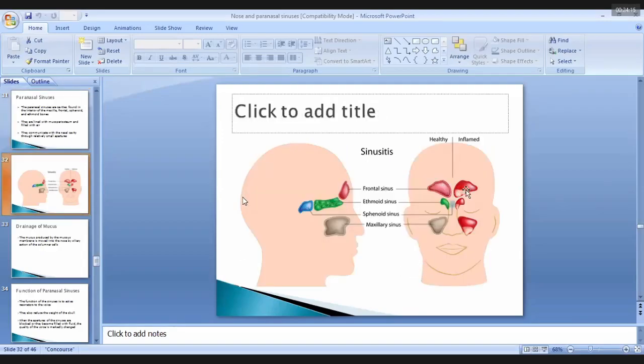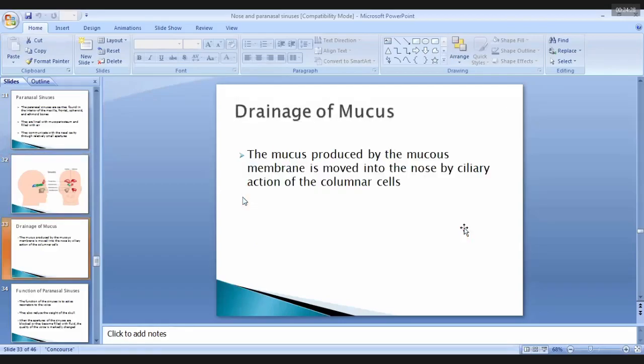The frontal sinuses are present in the frontal bone. These are the ethmoidal sinuses present in the ethmoidal bone, and the sphenoidal sinus, and anteriorly in the maxilla, these are the maxillary sinuses. They are lined with the mucoperiosteum. It means there is some mucus produced by the mucous membrane, and this mucus is moved into the nasal cavity, into the lateral wall of the nose, by the ciliary action of the columnar cells present in the epithelium.